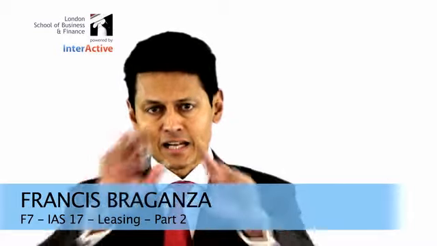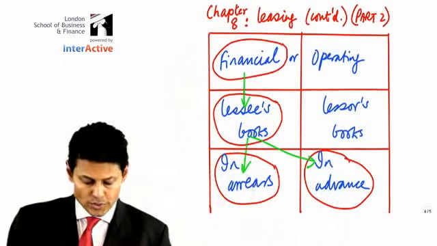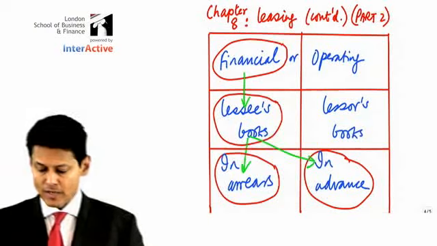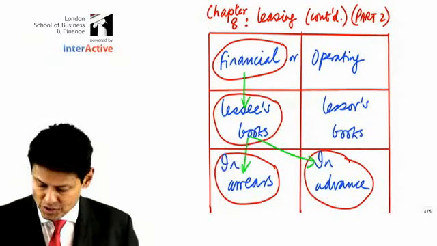If you turn back a few pages, please, to the little grid we did where we had financial or operating leases, lessee's books or lessor's books, in arrears or in advance. And if you remember, on the previous session we did in arrears a detailed examination question. What I need to do next, in the slightly shorter session, is an example of similar difficulty. Would you turn therefore to page 120 as we attempt an examination style question?